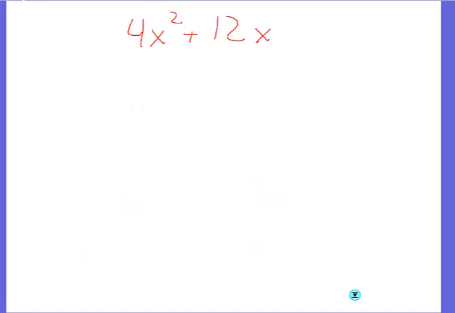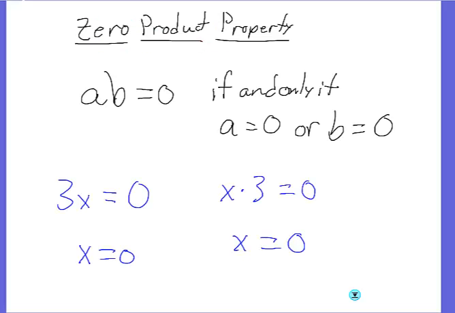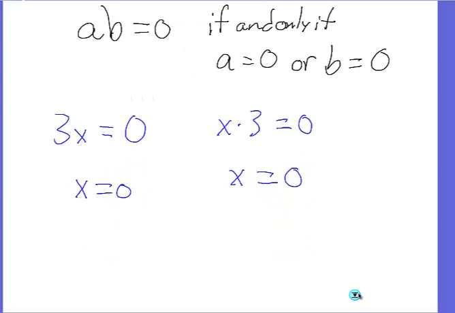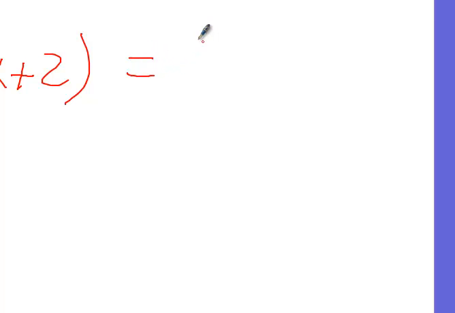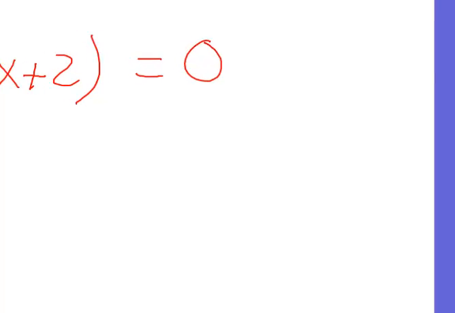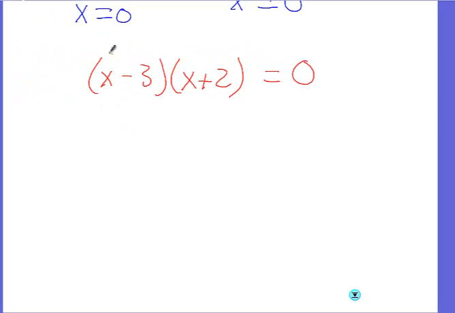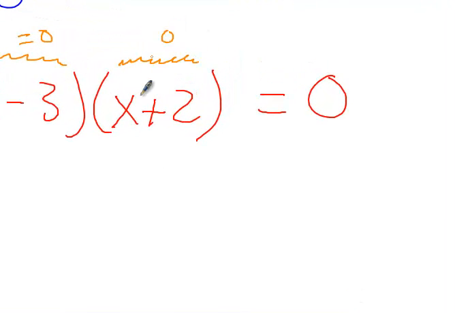So really, when you're solving a quadratic, it comes out like this. Say I factor and we get (x minus 3) times (x plus 2). To solve it, I would just set it equal to 0. Now, looking at the zero product property, we know that either x minus 3 is equal to 0, or x plus 2 is equal to 0.